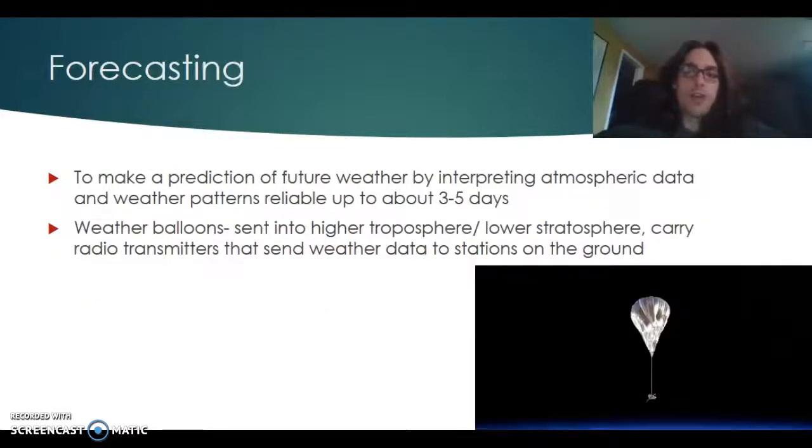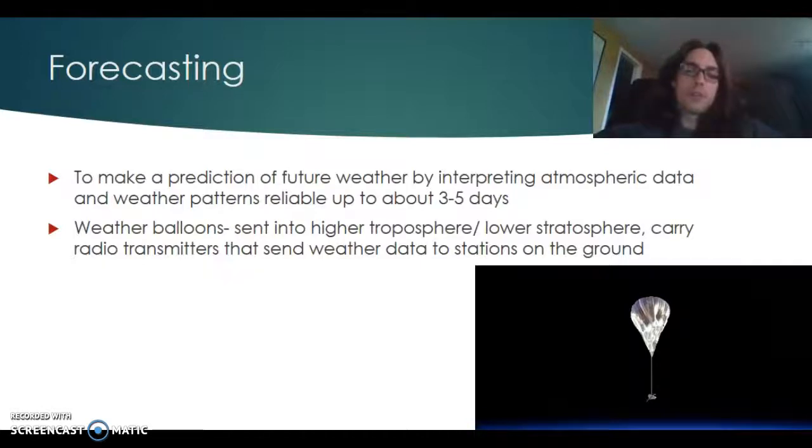All right, so forecasting, a little background here. To forecast is to make a prediction of the future weather by interpreting atmospheric data and weather patterns, and that's reliable for about 3 to 5 days. So if someone tells you that 14 days from now it's going to be sunny and clear, they don't know what they're talking about. It's really hard to predict that data outside of 3 to 5 days. And then 1 to 2 days is really easy, so we don't really put that in there.